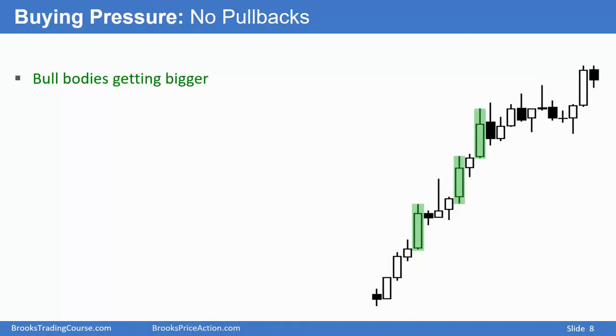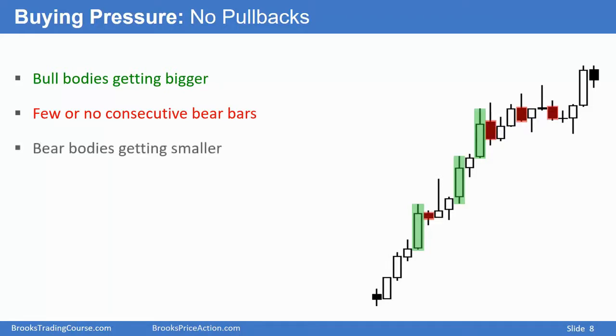And I don't want to see consecutive bear bars. A bear bar, okay, but it's followed by a bull bar. Good for the bulls. Same here and here. Also want the bear bars to get smaller instead of bigger. So we got a bear bar here, a smaller bear bar here.